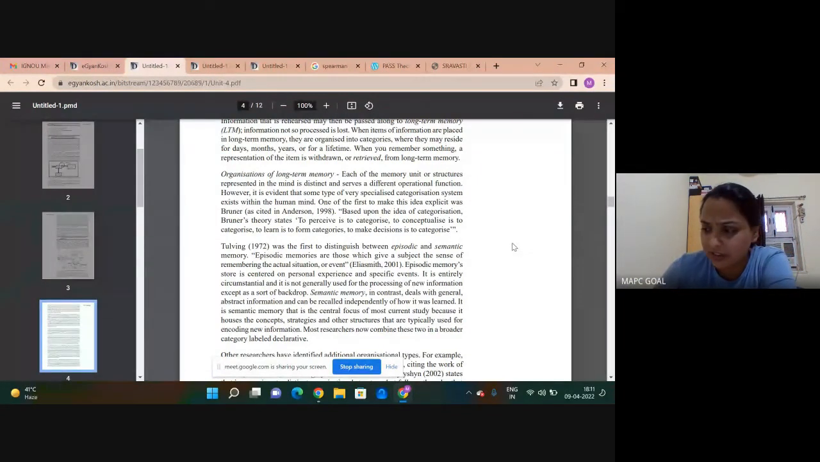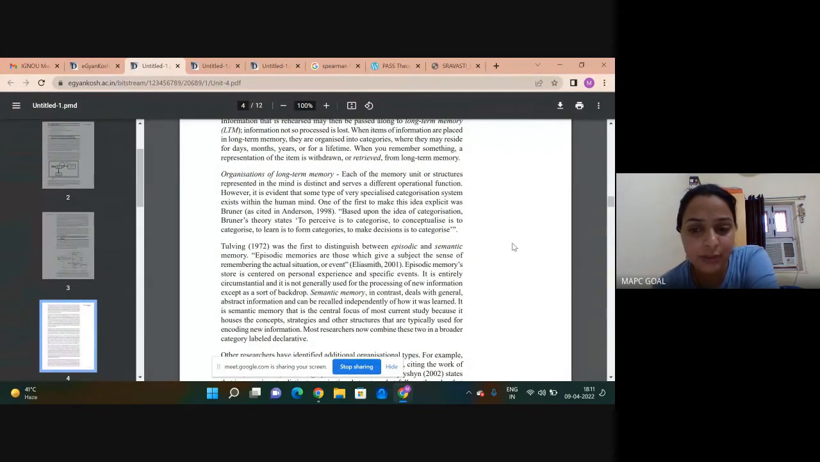So for example, if you have... what example could we give? It is your personal experience. For example, maybe you qualified an exam, and on the day of your result, what you were doing, and when somebody announced your result, what was the reaction. So that is your episodic memory, or it is related to a particular information, so that is episodic memory.